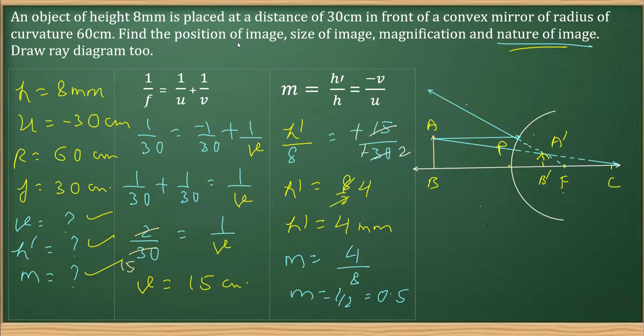We can show the rays also. This is incident ray. This is reflected. This is incident. And as you know, a ray directed towards the center of curvature rebounds back on the same path. Therefore, you should make an arrow indicating in this direction also. So we completed doing all the working.